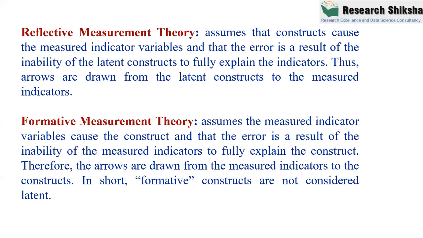See the definition of these two theories. Reflective measurement theory assumes that constructs cause the measured indicator variables and that the error is a result of the inability of the latent construct to fully explain the indicators. Thus, arrows are drawn from the latent construct to the measurement indicators. Similarly, formative measurement theory assumes that the measured indicators, meaning the items, cause the construct. So item causes the construct, right? This is called formative theory.